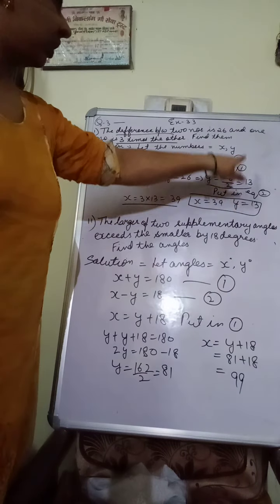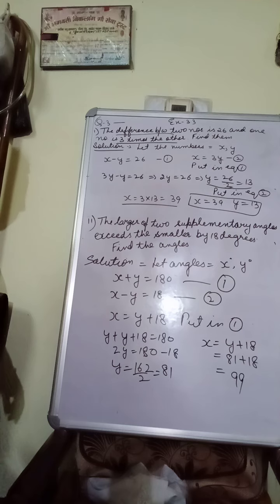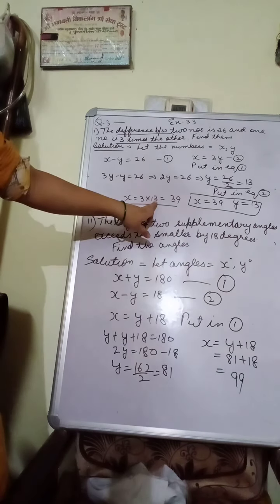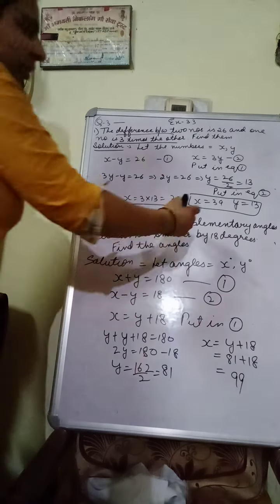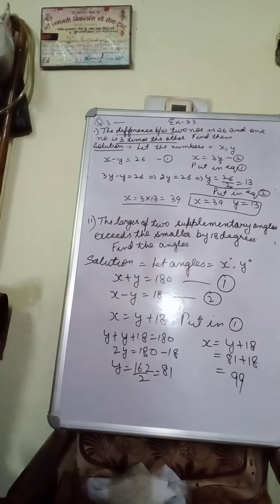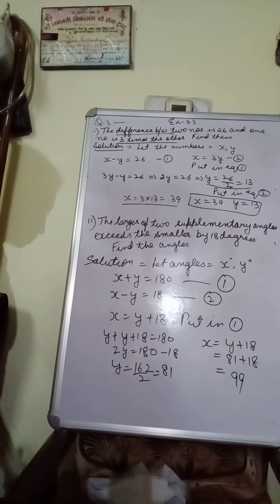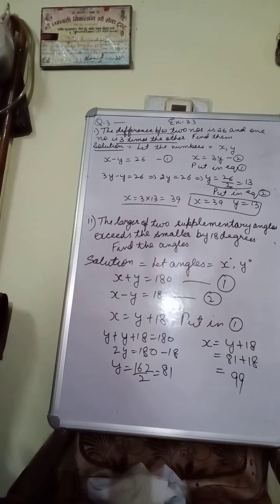Now I am going to put it in equation number 2. So x will be 3 into the value of y, that is 13, that will be 39. So here is your answer. x is equal to 39 and y is equal to 13. So that is your answer.